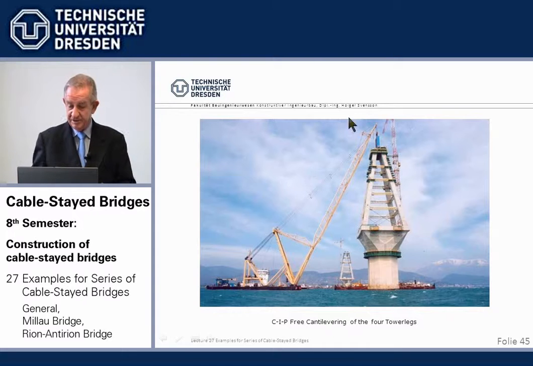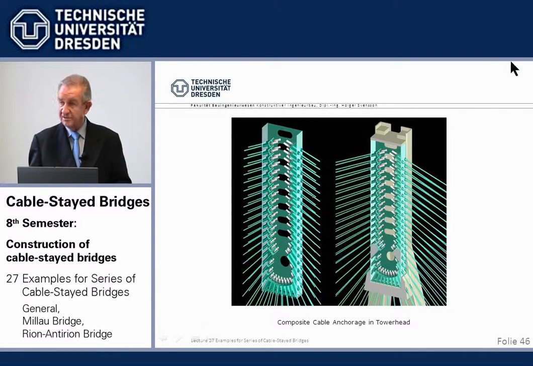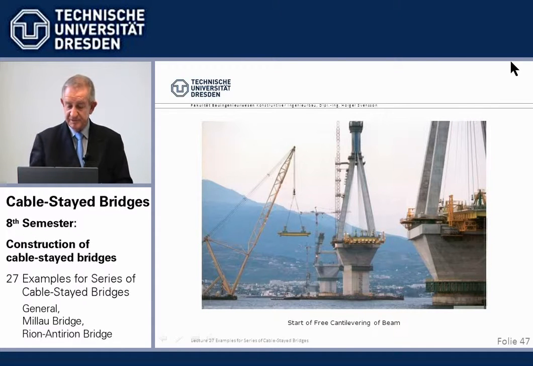Here is the steel part. It's a steel composite cable anchorage. The steel part is put in, which is then cast into concrete. We've seen that before. Here we have a steel box, so to say, where the cables are anchored, which is placed on top of the concrete and then cast in. You've seen that several times.